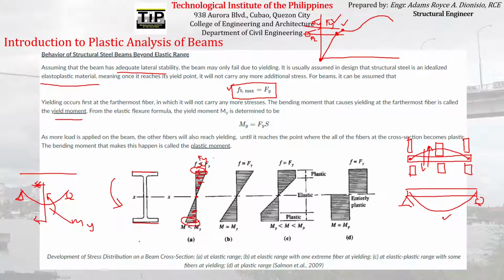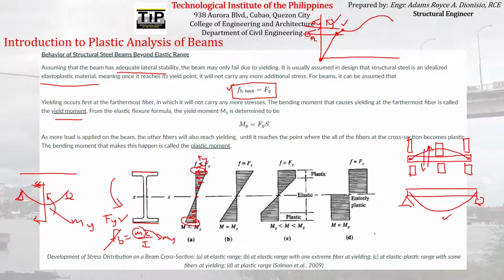'Di ba ang formula for bending stress? Fb is equal to Mc over I. Okay? So kung yung Fb mo is already Fy, kung hahanapin natin yung M that will cause a bending stress equal to Fy, therefore, we can already call that M as My. Okay, so yan yung My or yield moment na hinahanap natin. Gawin lang nating Fy to, hanapin natin yung corresponding value ng M, that is already My, the yield moment.